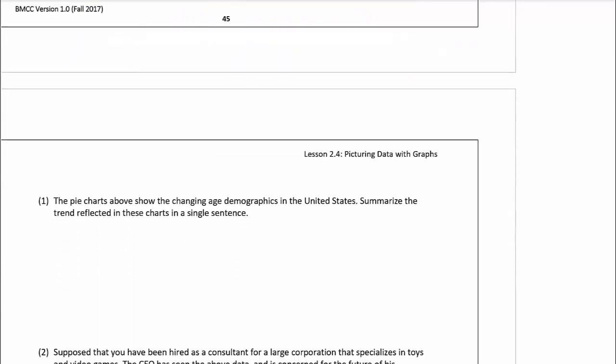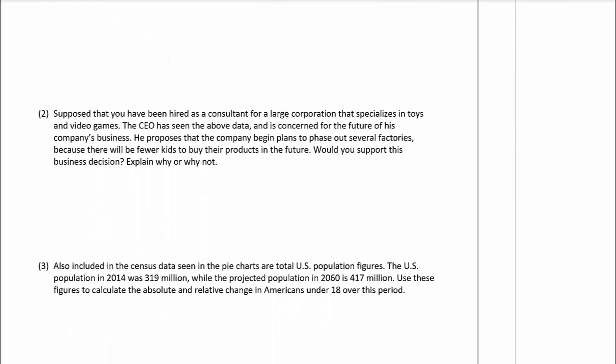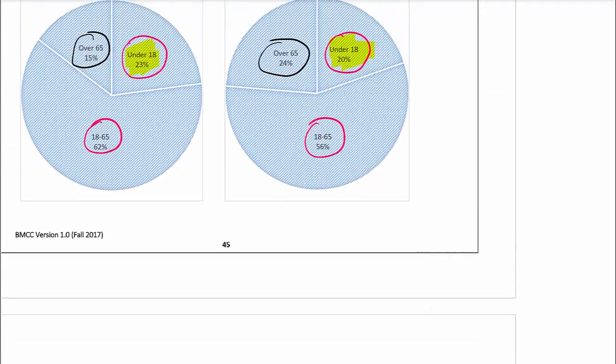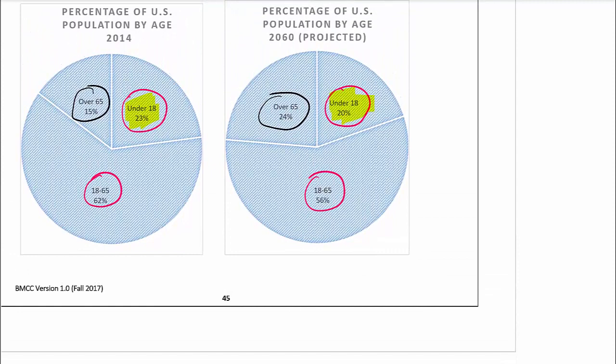And the last question of this lesson is asking you exactly that. It says that it's included in a census. Do we have numbers of how many people are there in the United States and what is it projected to be? So 2014, it was 319 million. And 2060, it's 417 million. Use these figures to calculate the absolute and the relative change in Americans under 18 years of age. So let me write those numbers right underneath each chart, and I'll ask you to take a moment and calculate what it's asking us to calculate.